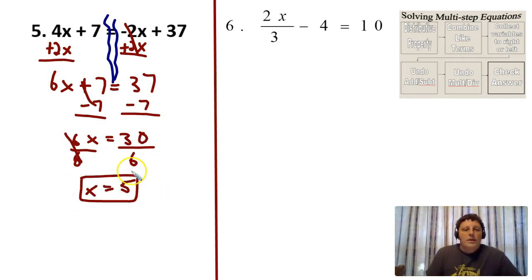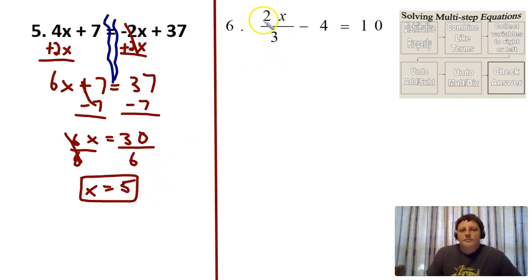This time when you get your final answer after you divide, you get 5. You'll plug it in on the left side. 4 times 5 plus 7 is going to give you a number. Plug it in on the right side. Negative 2 times 5 plus 37 is going to give you a number. Those two numbers should be equal if 5 is the correct answer.